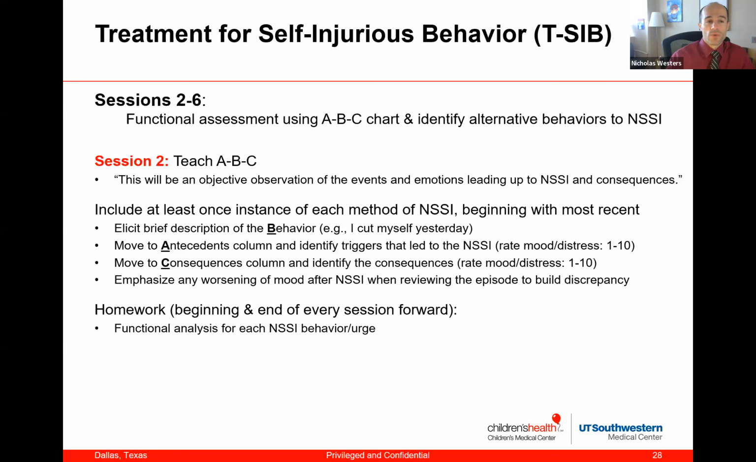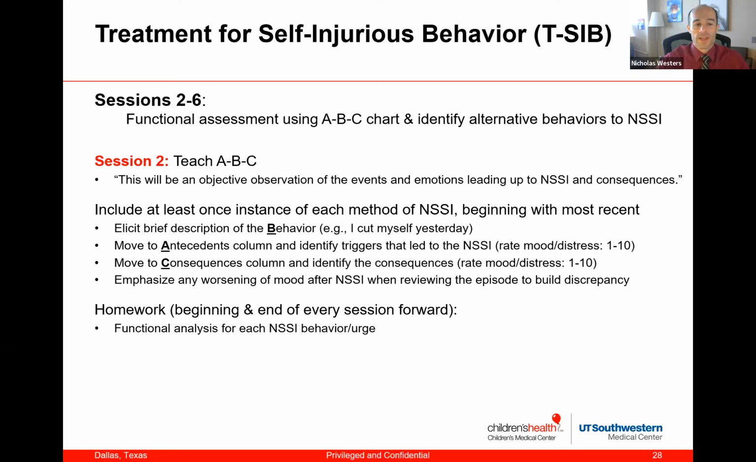So session 2 really starts introducing the functional assessment. So you use the ABC chart. A lot of you CBT folks, behavioral therapy folks, are probably using it already. And then identify alternative behaviors to self-injury. So the way that you might introduce the ABC model is, this is going to be an objective observation of the events and emotions leading up to self-injury and the consequences.